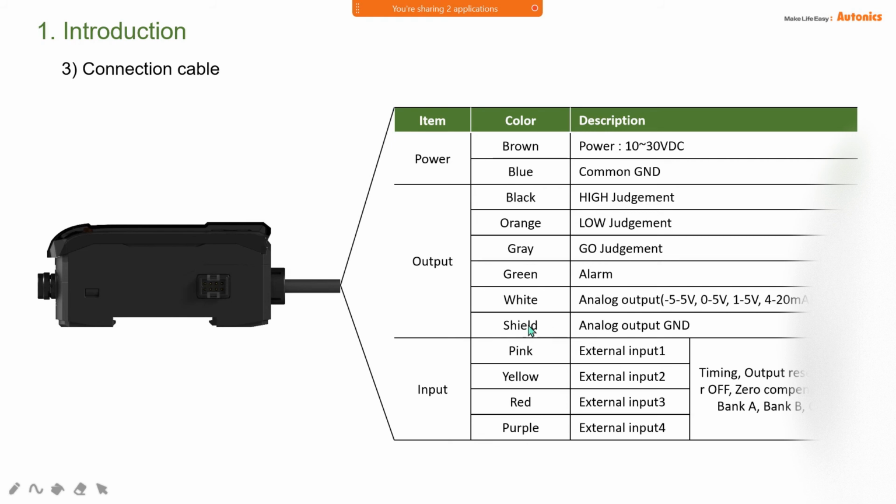And then we have a sheet for analog output ground. We also have inputs. Pink is external input 1, yellow is external input 2, red is external input 3, and purple is external input 4. The functions for the inputs are timing, output reset, laser off, and zero compensation. You can select recipe bank A, bank B, or off.